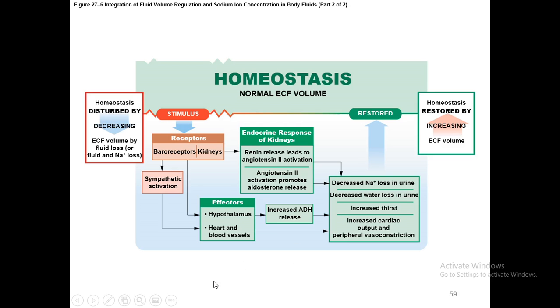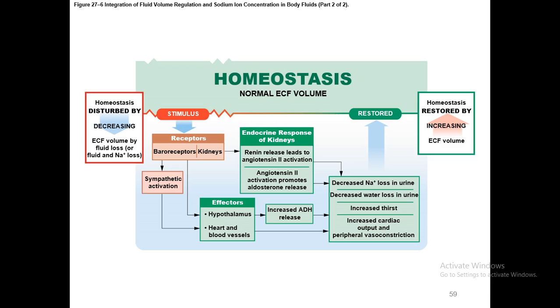Here we have homeostasis in the opposite direction, where we have decreasing volume of the extracellular fluid. And so how is the body going to bring that decrease back to normal? So again, the stimulus is the decreasing. The baroreceptors, which detect the pressure, so that blood pressure, are going to activate the sympathetic nervous system, which is going to stimulate the heart and the blood vessels to increase the cardiac output and peripheral vasoconstriction. So by increasing the cardiac output, running more blood through the heart per minute.